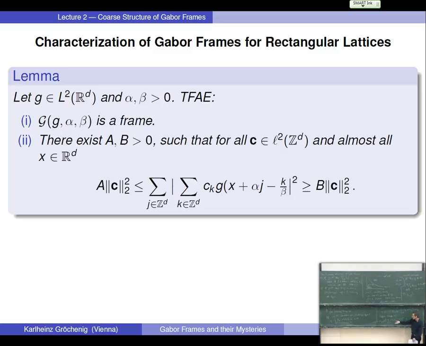Also, maybe as exercises for this afternoon, suppose this is 1. Then you have equality everywhere. This means all inner products with lambda not equal 0 are 0. This means that at critical density, you automatically have a basis, okay?